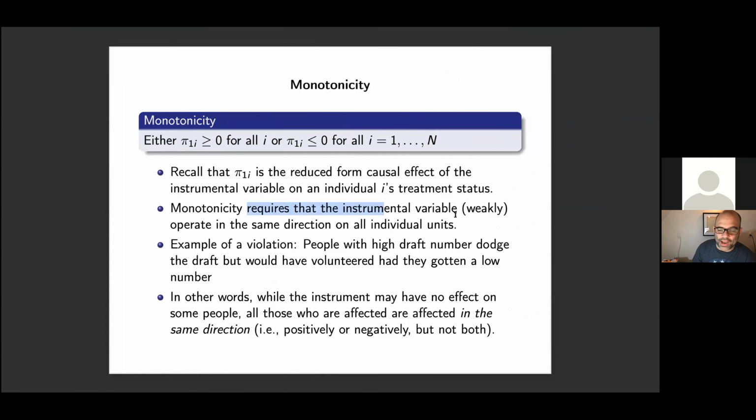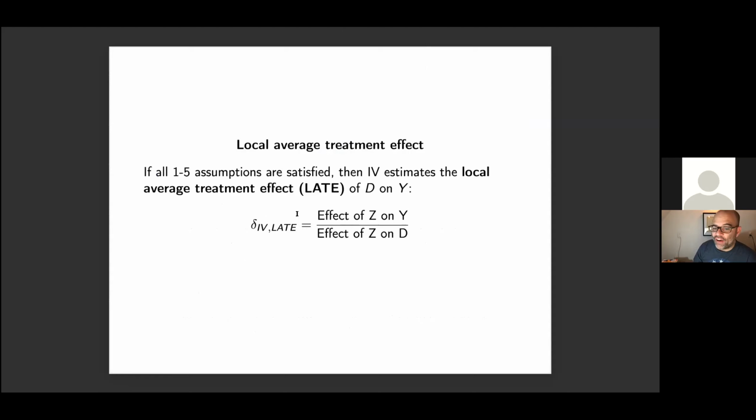Monotonicity requires that the IV weakly operate in the same direction on all individual units. Either people ignore it or they obey it, but you can't have some people obeying it and some people defying it, right? So with all five assumptions, then you've got this Wald estimator, right?